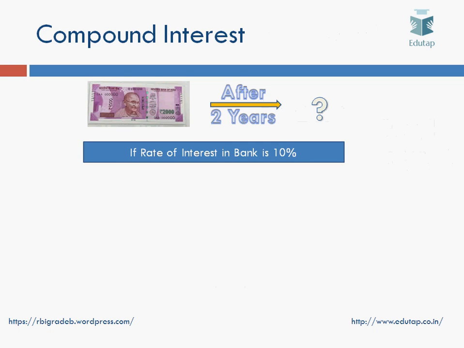Now we discuss the concept of compound interest. Now we go with the same example. Suppose your initial principal is 2000 and the rate of interest is 10%. What would be the amount after 2 years, considering the interest is not simple interest but a compound interest?